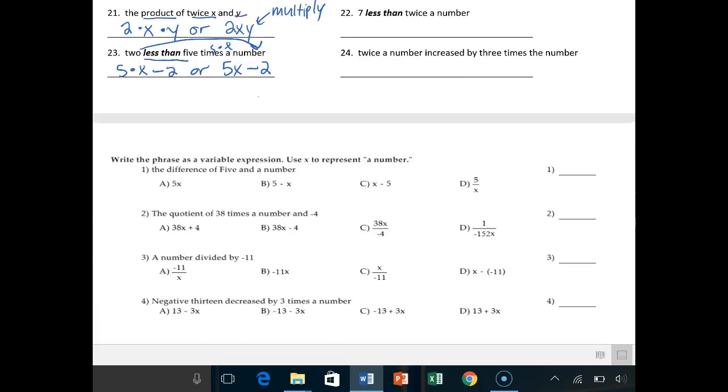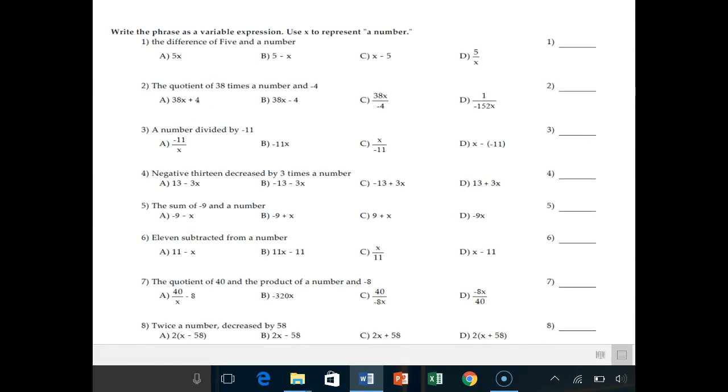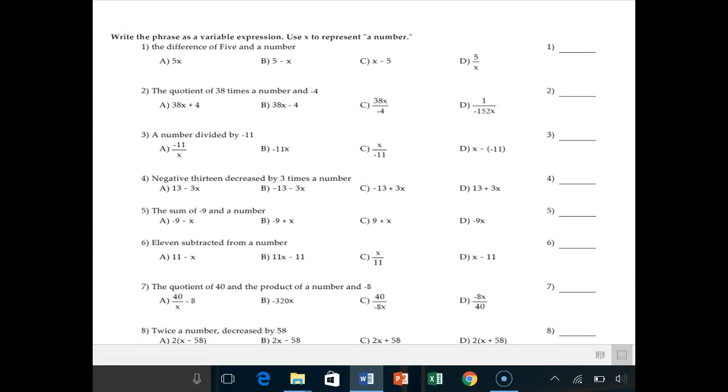Let's go over to the back side. All right, we got some multiple choice. Write the phrase as a variable expression. Use x to represent a number. So the difference of 5 and a number. So 5 minus x. That's all that is. There's no flip-flopping because it didn't say the words less than. So this was wrong because it would have had to be less than. That's when you would have flipped it.